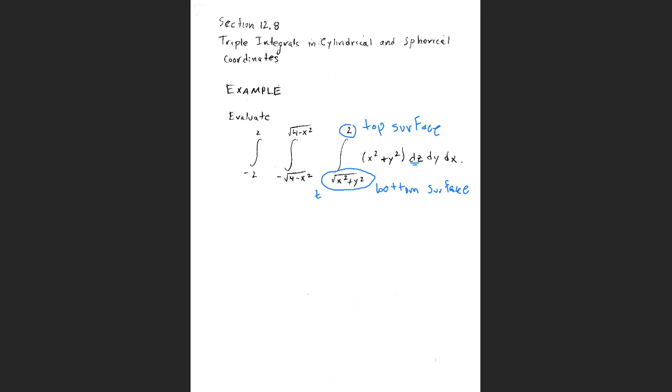Now they don't say z equals square root of x squared plus y squared. They don't say z equals 2, but we know it to be there. So let me ask you, what's the top surface going to be? What's z equals 2? What is that? That's a plane. Good, Ellie. All right, well, the bottom surface is z equals square root of x squared plus y squared.